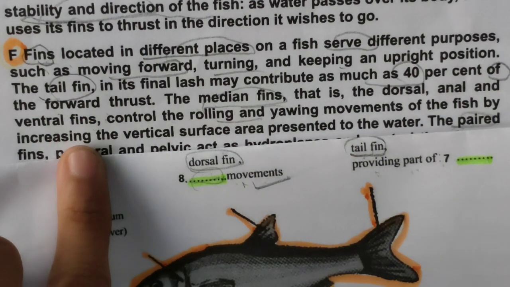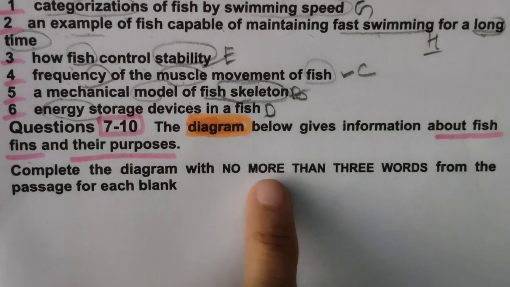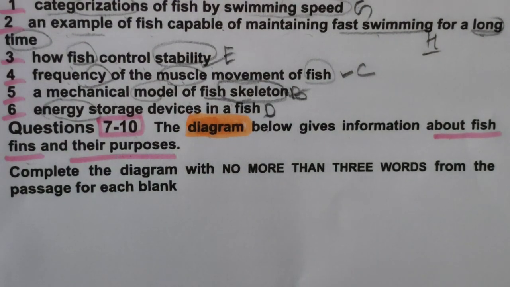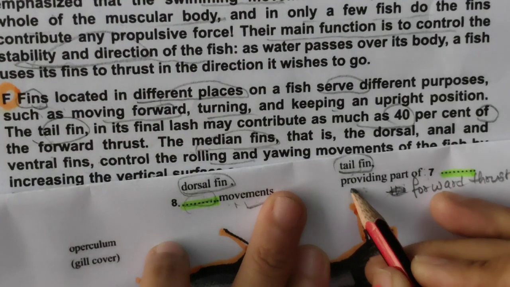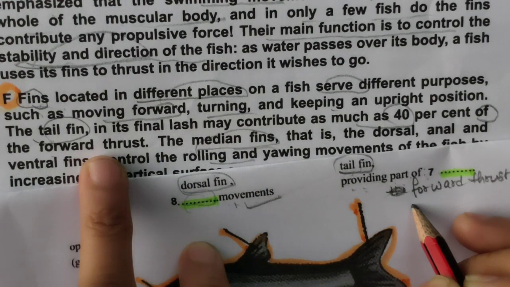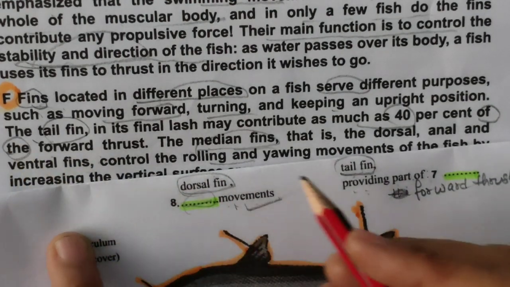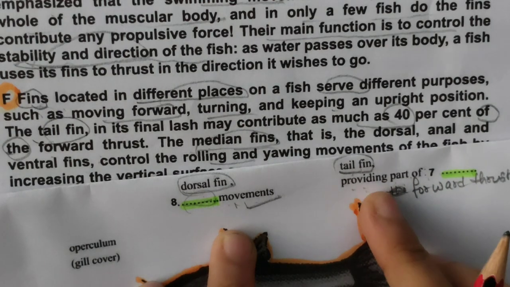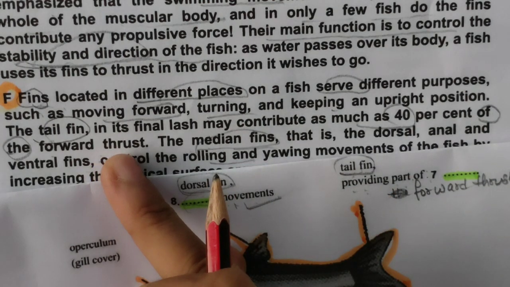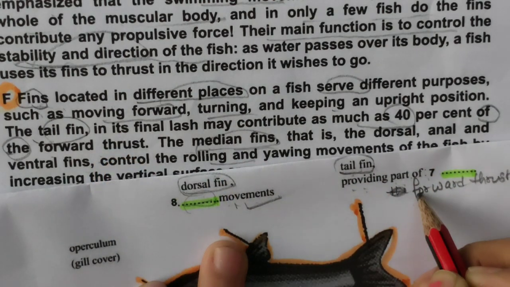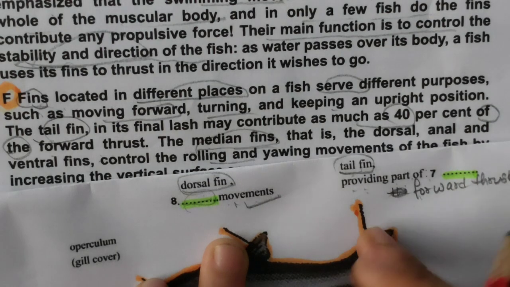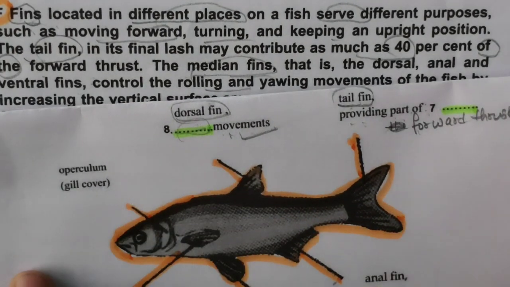But how many words can we write? We can write no more than 3 words. So here I have written "providing part of forward thrust". You will be asking why not "the". I think it is because we are not writing any sentence, we are just filling the body parts of fish. That's why we have removed it.